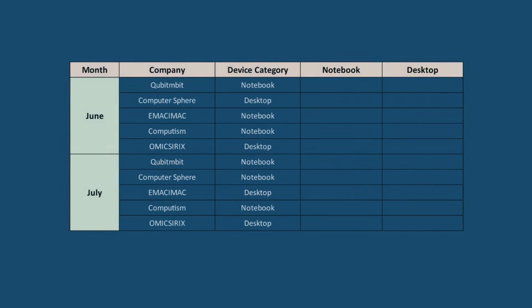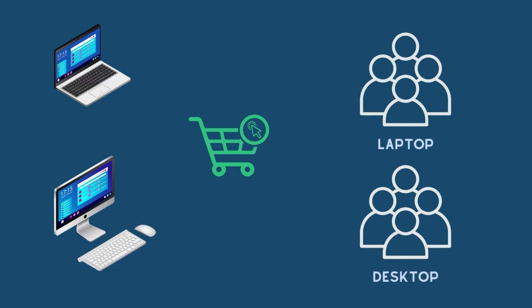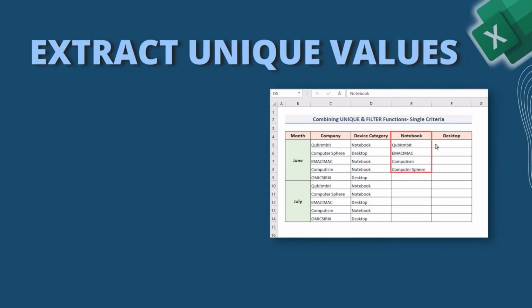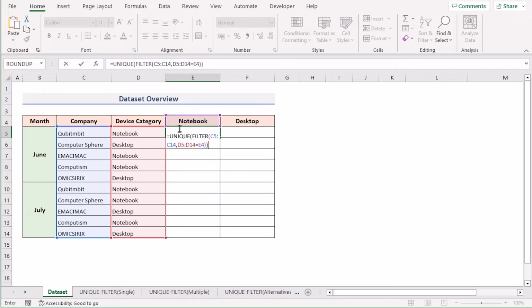Hello everyone. Suppose you have a large dataset and you want to extract the unique records of customers who have purchased a specific product. Then you know how important it is to extract unique values based on criteria in Excel. Here you can do this within a click.